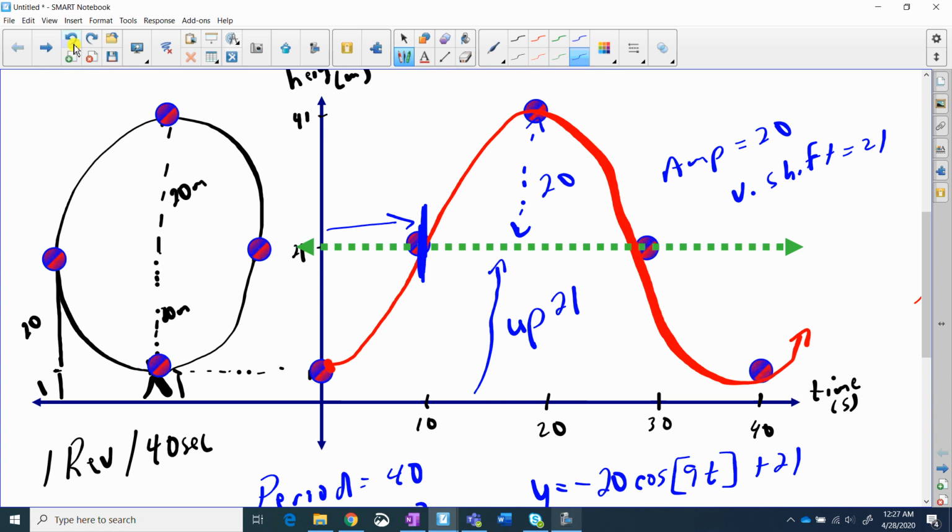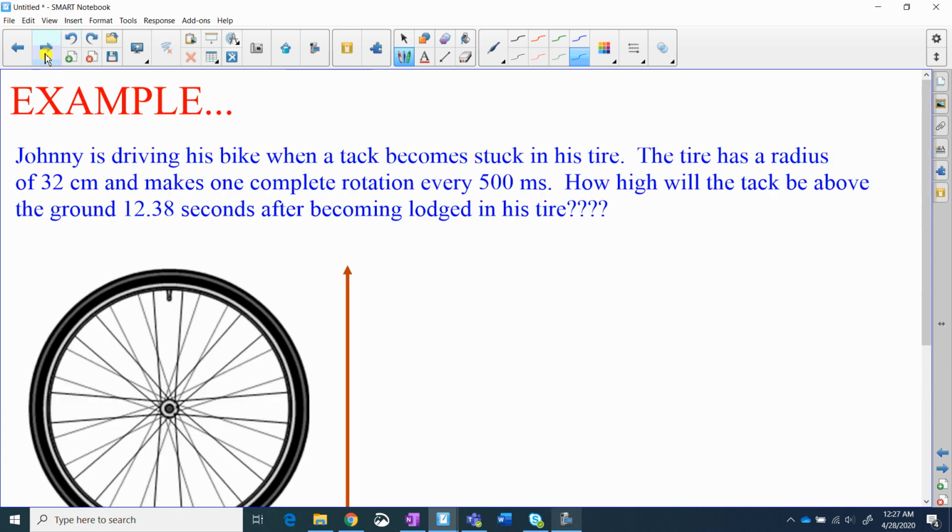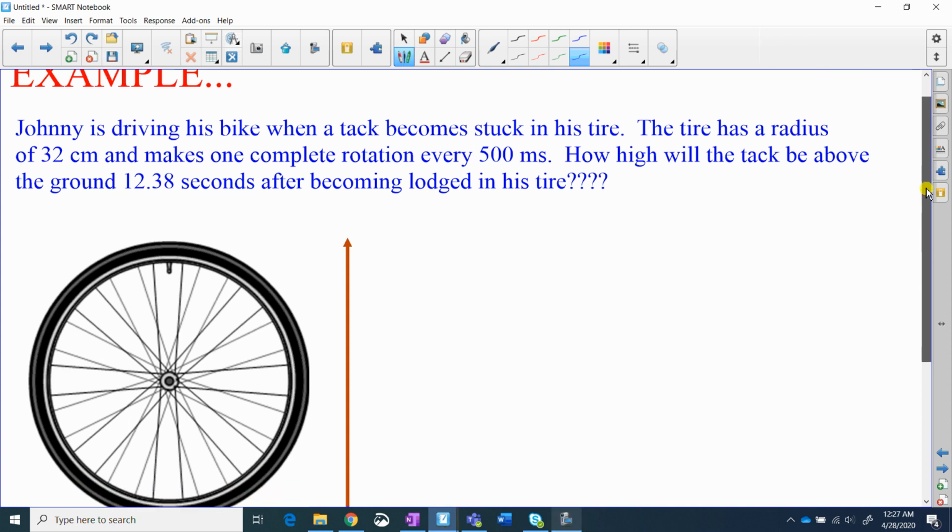All right, on to the next one. All right, our next problem, something similar.